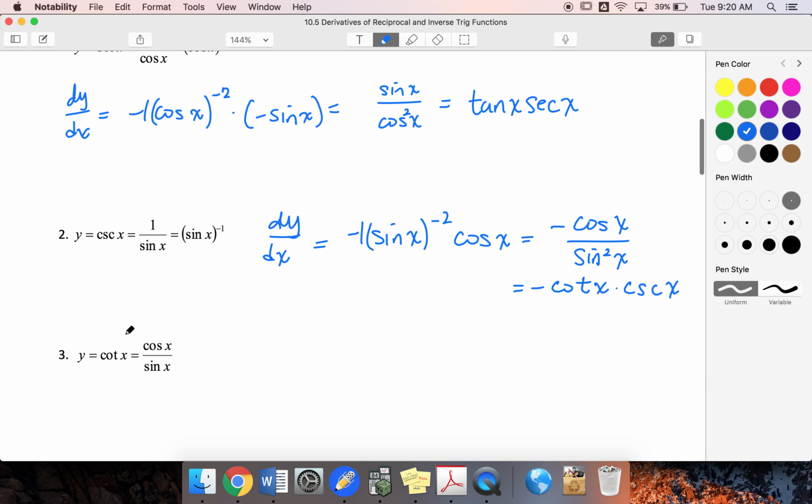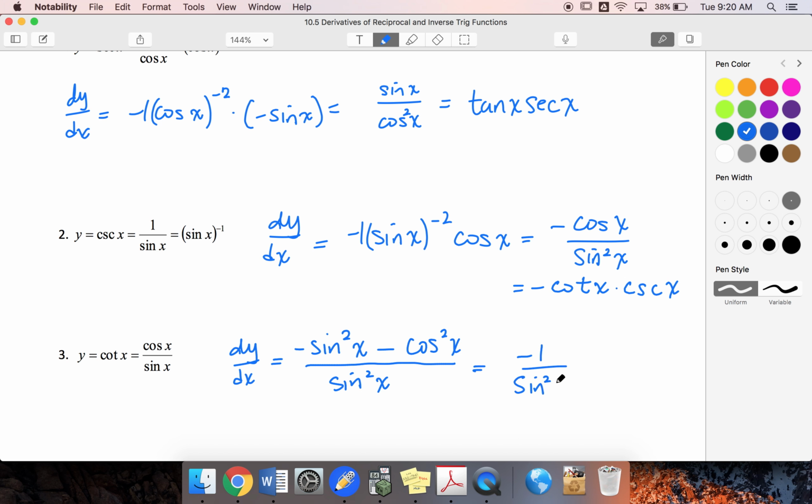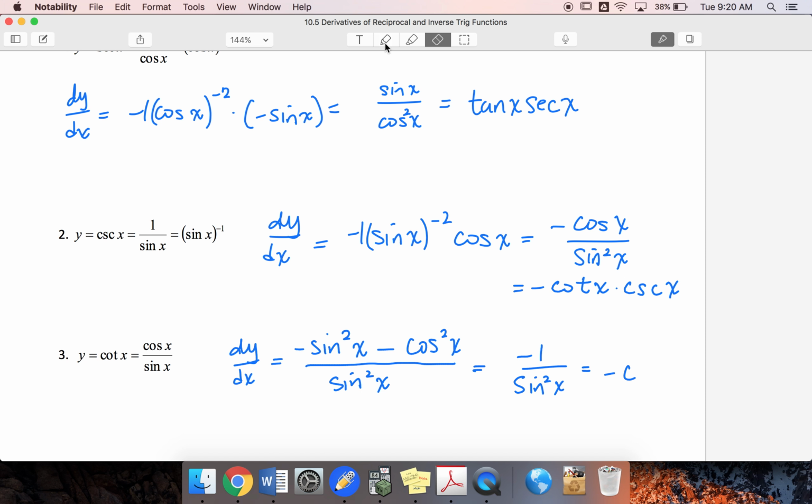Last one, cotan is cosine over sine, so I'm going to use quotient rule this time. So dy/dx: derivative of cosine is negative sine, multiplied by the bottom, so we'll have negative sine squared x, minus derivative of bottom, which is cosine, times derivative of top, that's cos squared x, all over denominator squared. Well, this is the same as -1 because it's the negative of sine squared plus cos squared. So we get -1 over sine squared, which then becomes negative cosecant squared of x.